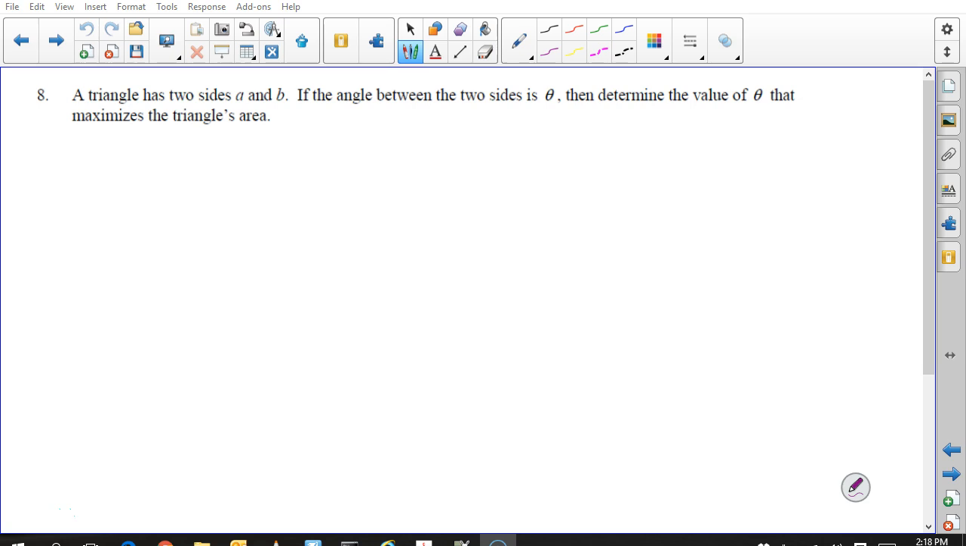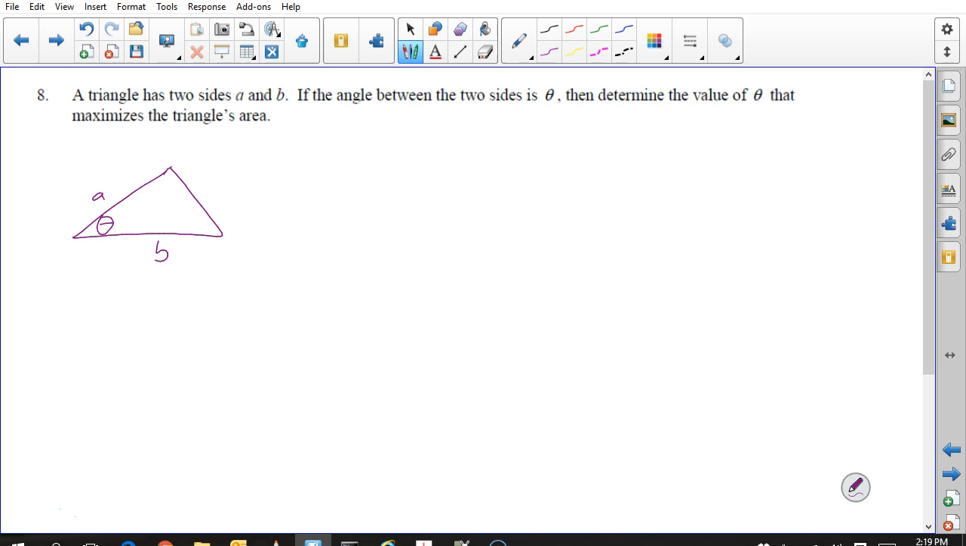So a triangle has two sides A and B. The angle between the two sides is theta. So let's draw a picture. We've got A, we've got B, we've got theta. And what do we know about theta? What must the angle theta be between? Between 0, well, why 90? Why can't it be obtuse?